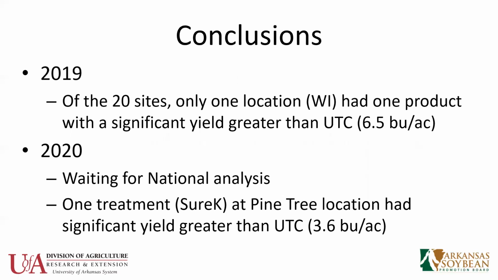So to conclude, in 2019, of the 20 sites where these 6 products were tested, only one product showed a significant yield increase compared to the untreated check, and that was one location in Wisconsin and one product. In Arkansas in 2020, we observed one product at the Pine Tree location that had a significant yield increase compared to the untreated check. Foliar nutrient products do have a fit in row crop production when nutrient deficiencies are observed.